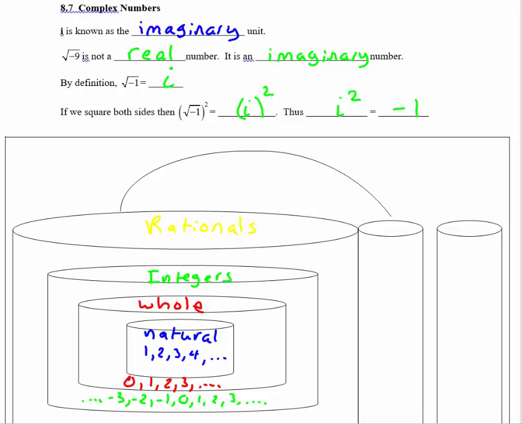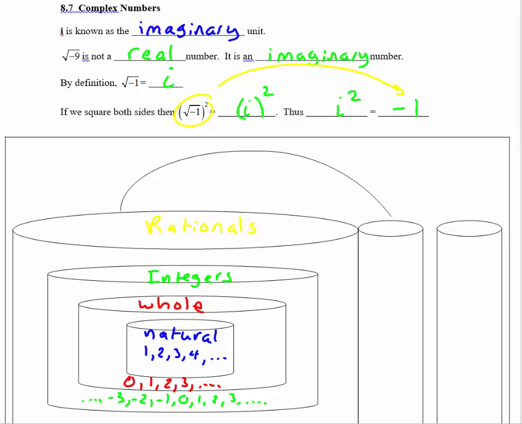By definition, the square root of -1 is i. If we square both sides, the square and the square root cancel out, and i squared is i squared. So if the square and the square root cancel out, then this just turns out to be a -1. So i squared is -1. So just a little bit of background knowledge.